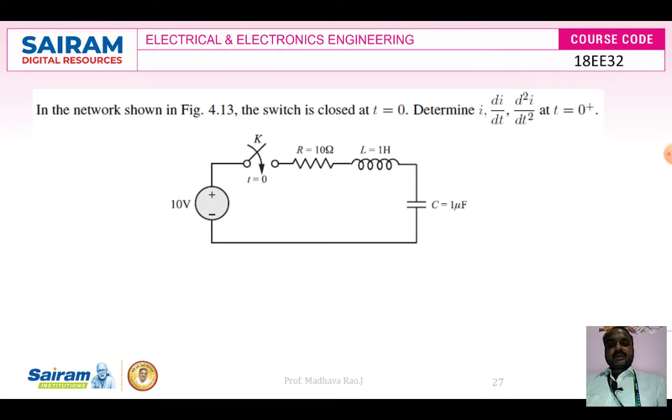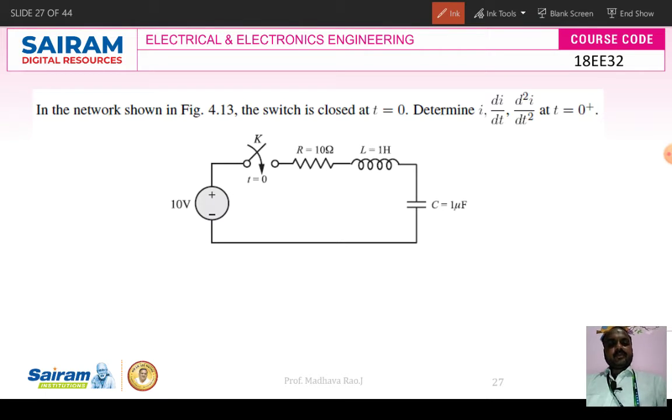In the network shown in the below figure, the switch is closed at t equal to 0. Determine i, di by dt, d square i by dt square at t equal to 0 plus. So this problem belongs to an RLC circuit. We have to find the current i, di by dt, and d square i by dt square at time t equal to 0 plus, just after closing the switch. So these three values we have to find out.